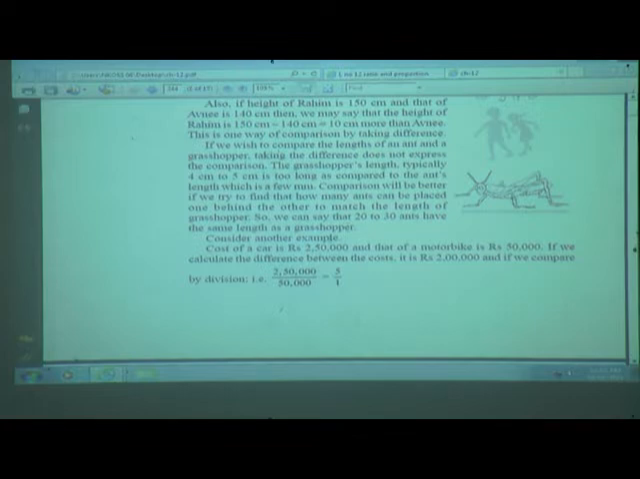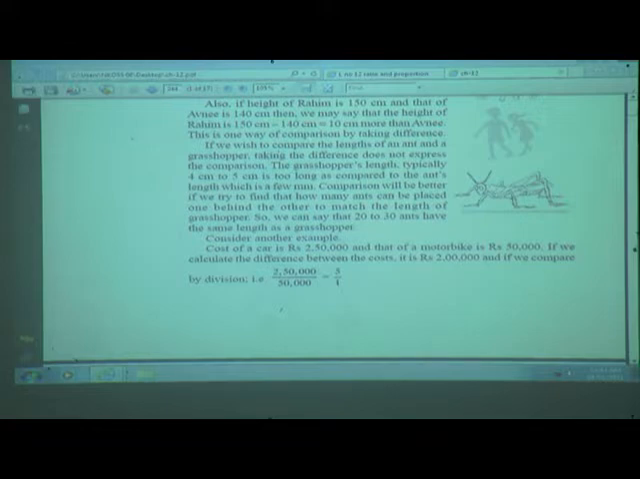Consider another example. Cost of a car is rupees 2,50,000 and that of a motorbike is rupees 50,000. If we calculate the difference between the cost, 2,50,000 minus 50,000, the difference is 2 lakhs.